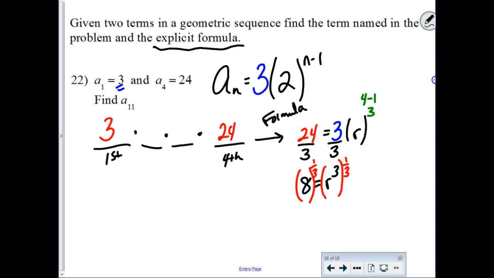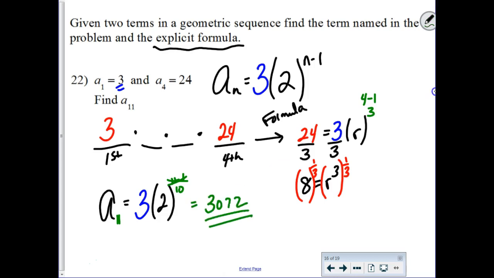Oh, but we're not done, because what else do they want? The 11th term. So it is kind of up to you how you approach this. We already have the formula, so you might as well just use it if you're feeling a little foggy on a Friday. All right, so 3 times the common ratio to the 11 minus 1 power, better known as the 10th power. Type. Is it 3072? Cool. All right.